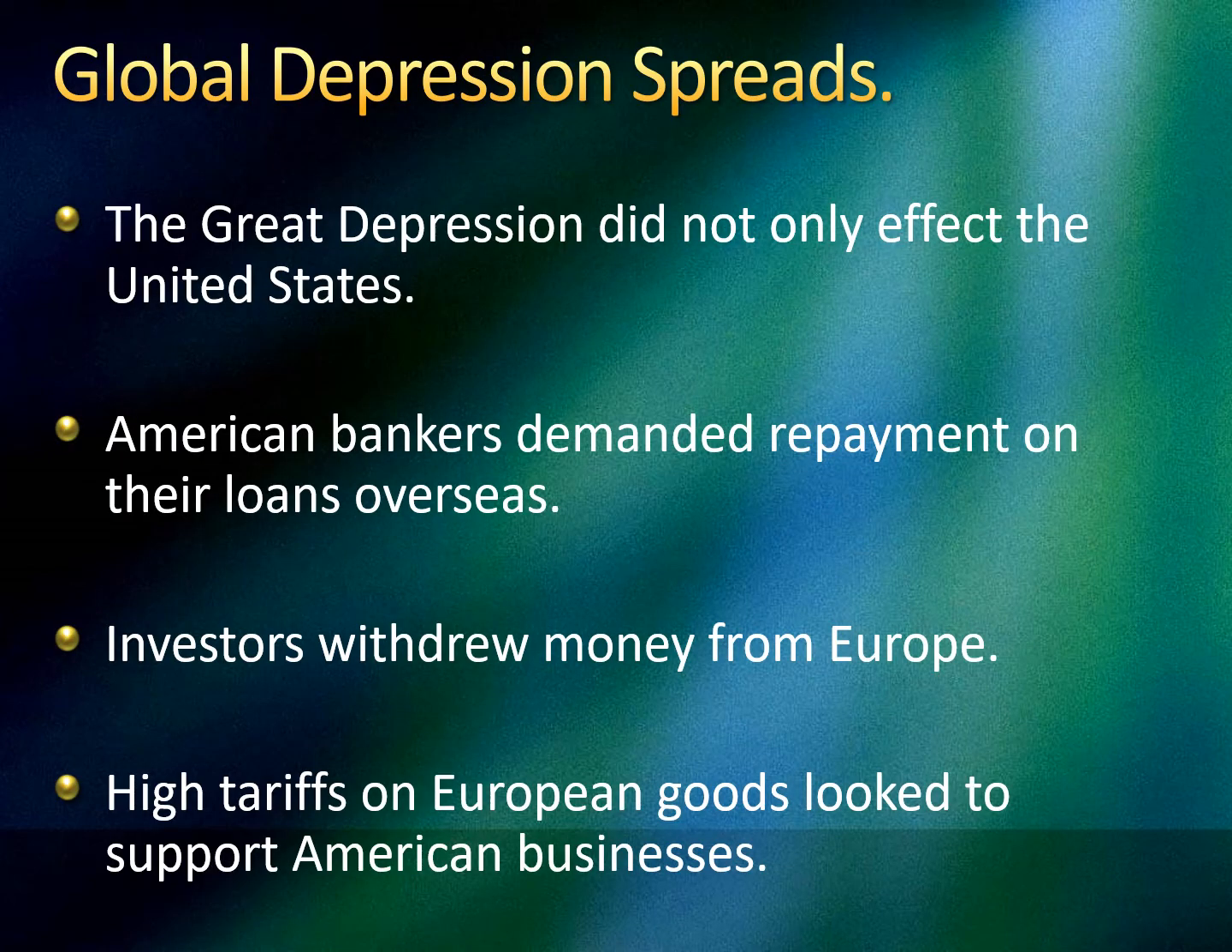So the Great Depression did not only affect the United States. American bankers demanded repayment on their loans overseas. Investors withdrew money from Europe, and high tariffs, which are taxes on imported goods, the goods coming into our country from other countries. So high taxes on European goods look to simply support American businesses. So we're basically telling Europe, no, we don't want your things. We want to only support our businesses here. So that definitely hurts European companies as well. It didn't work out as well for Americans either, but it does hurt European businesses too.